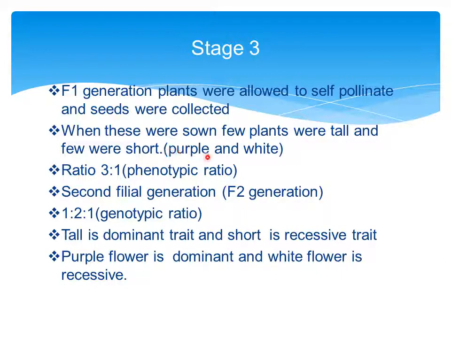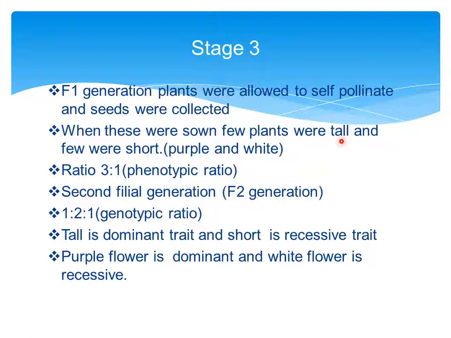Again, if we are taking characters like white and purple, then we will see that among all the flowers, few are purple and few are white. So why is it like that? He saw that the phenotypic ratio was 3:1, like 3 will be tall and 1 will be dwarf, and 3 will be purple flowers and 1 will be white flowers. So this is the phenotypic ratio, and this generation is called the second filial generation. Previously it was the first filial generation. So is it clear? This is the F2 generation or the second filial generation. He noted that the tall plant is coming in more in the ratio.